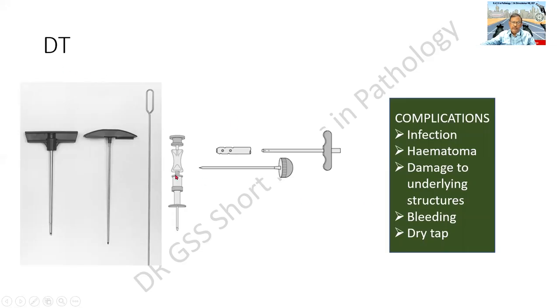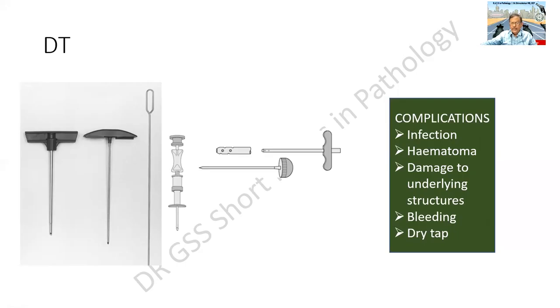What can be the complications of this? I would like you people to kindly draw this diagram. These are easily drawable. This is an aspiration needle and this is showing the stylet inside, whereas these are the biopsy needles. The complications can be infection if it is not done under a sterile procedure. Hematoma can be caused. There can be damage to the underlying structures, particularly when it is done in the manubrium sterni. We can damage the heart or the great vessels. Uncontrolled bleeding can be present in some cases.